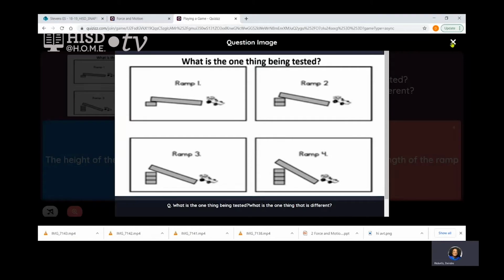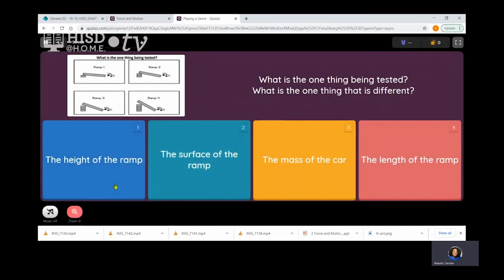Let's see what our choices are. The height of the ramp, the surface of the ramp, no, that's the same. The mass of the car, no, that's the same. The length of the ramp, no, that's the same. The one thing that's different is the height of the ramp.